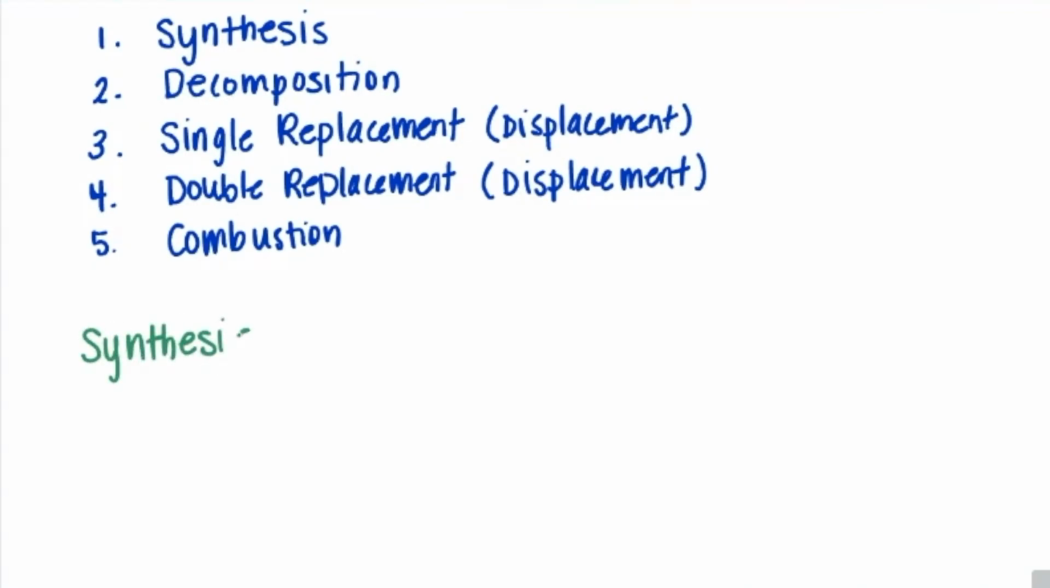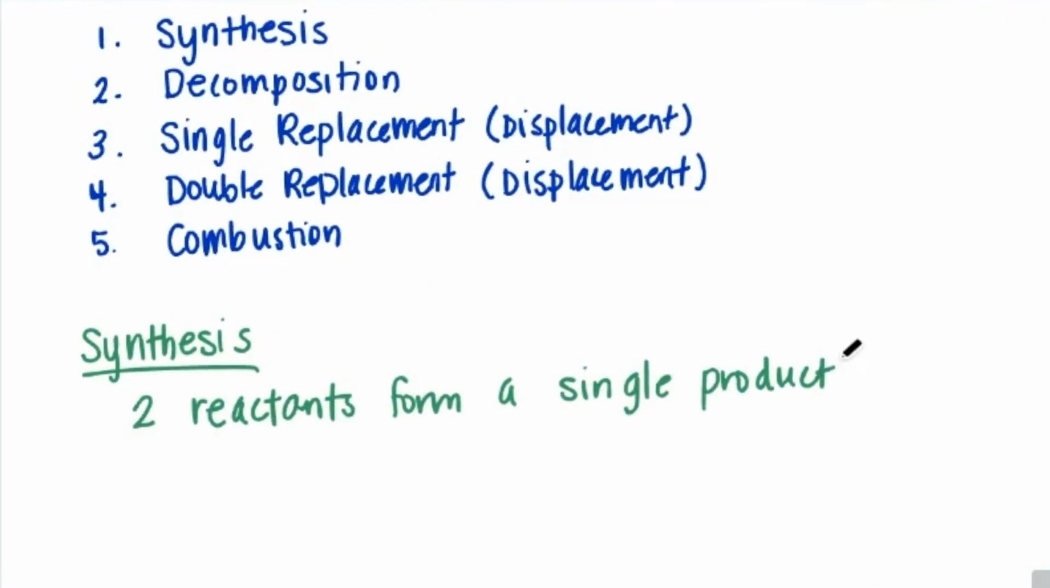In a synthesis reaction, we see that 2 different reactants come together to form a single product. Right, so if 2 reactants are coming together to form a single product, let's look at an example of this. Let's say that we have Mg and O2. When those 2 come together, they will form a single product.